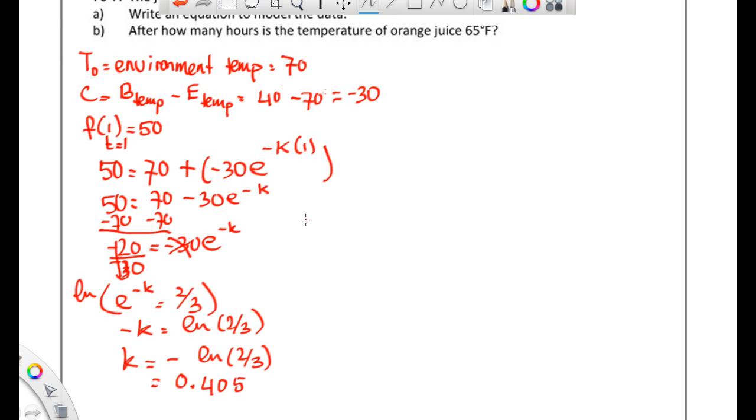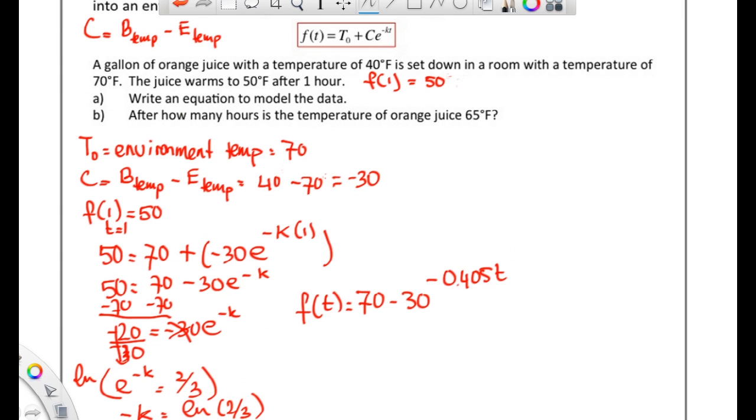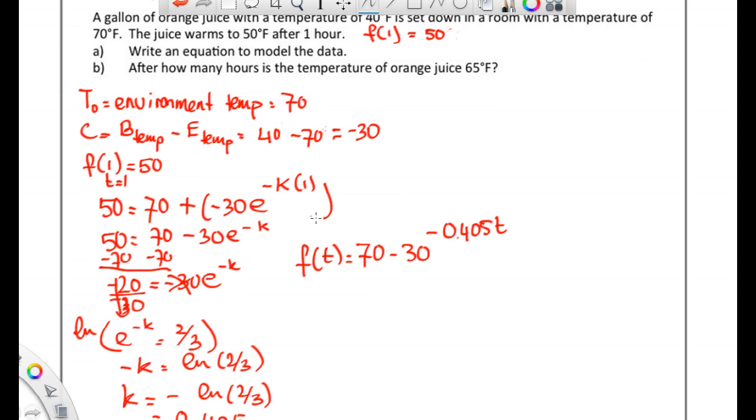Okay, so that allows me to write the function. And the function is 70 minus 30, and then it says a negative k, so this is 0.405, a negative 0.405 times t. Alright, let's see what they actually want me to do. It says, write an equation to model the data. Okay, well good, I just did that. So here's the equation. So that was actually A. So all this work just gives you an equation.